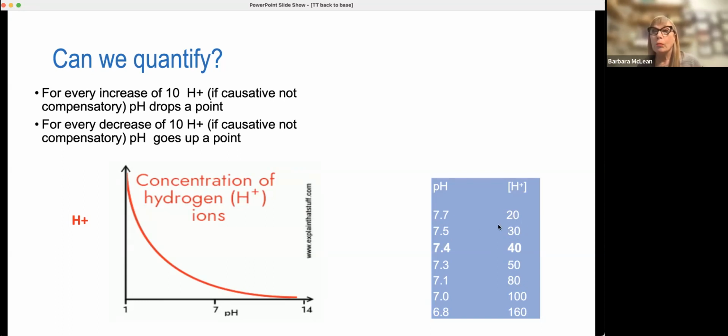Now, remember, we really think about three major compensatory defense mechanisms. Buffering, that's the most important one. That's the first one. It happens immediately. It's really important. Buffering, using your bases. Lung excretion and kidney excretion. These are the three important defenses. That's why I always say you're charting.